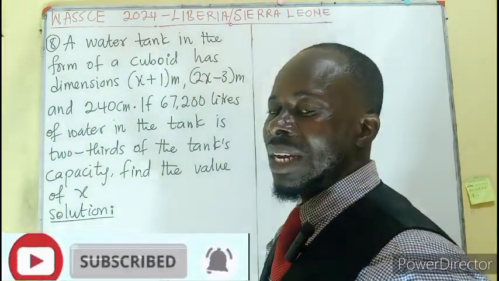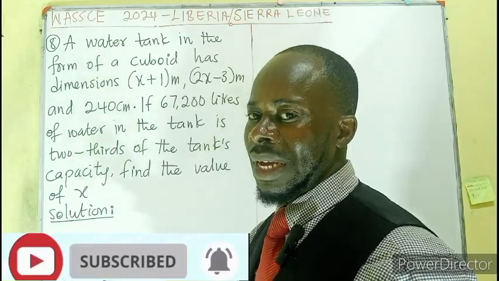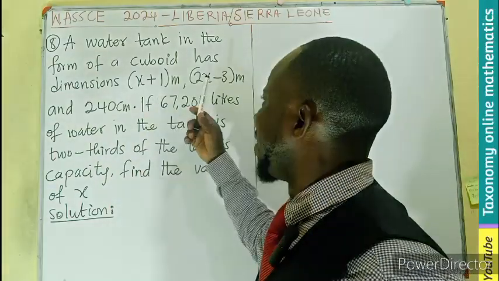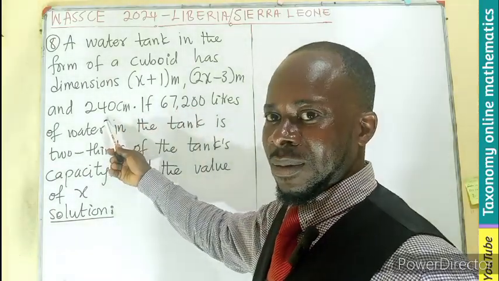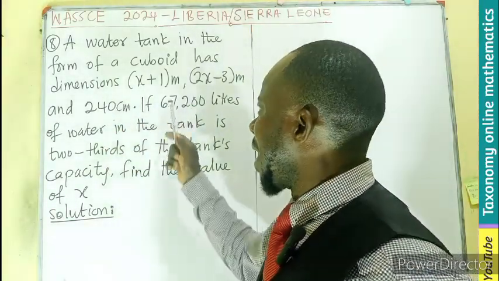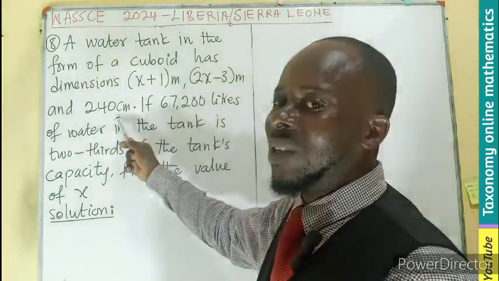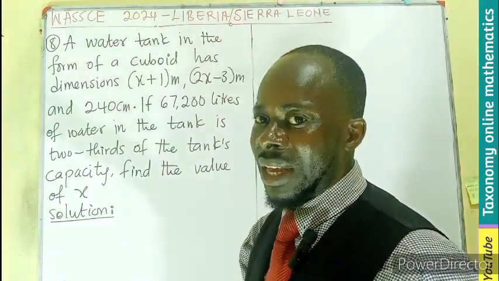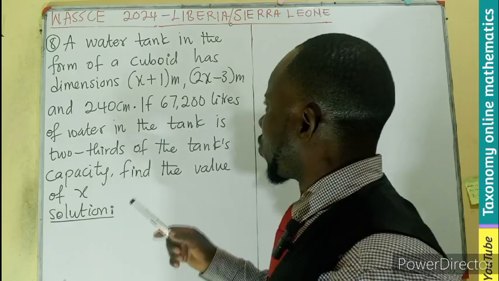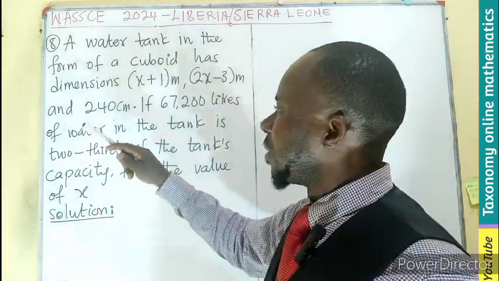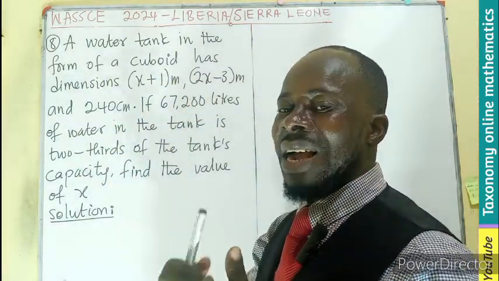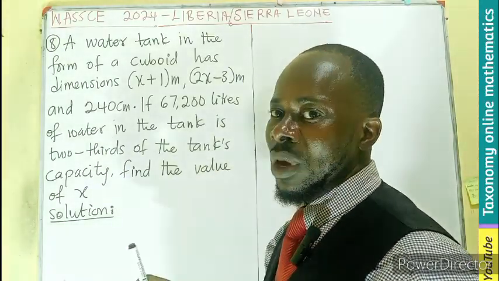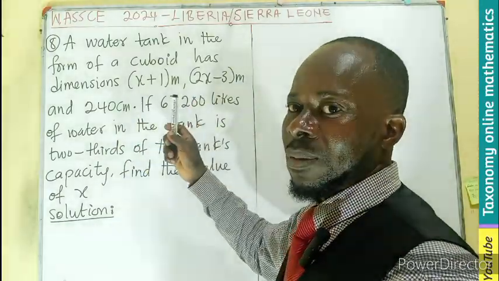We are having the volume of a cuboid. How do you find the volume of a cuboid? It is the length times the breadth times the height. That is the first concept. But we have meters and centimeters, so the centimeters must be changed into meters. Then when we multiply these three, that gives us the capacity of the tank.